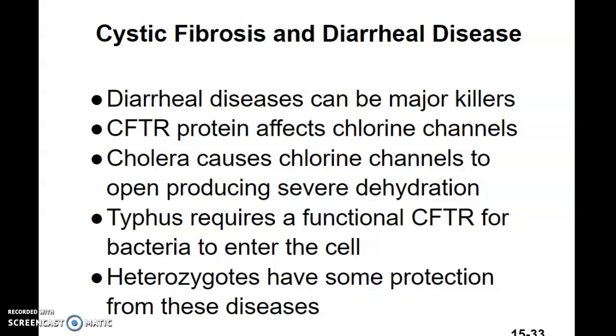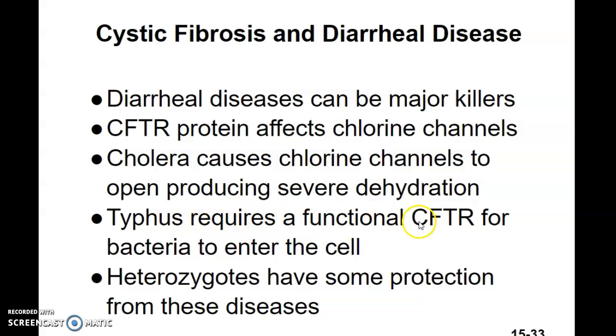And having cystic fibrosis actually protects you from some of these diseases that cause diarrhea. So cholera actually goes through the chloride channel that has been mutated. So there's not as many of these chloride channels working, and therefore cholera can't cause the severe dehydration that it normally would. Typhus, same sort of thing. It can't enter the cell because it requires a functional chloride channel. It's not working, so it can't get in the cell, and therefore it's not going to survive. So it has a lower survivability.